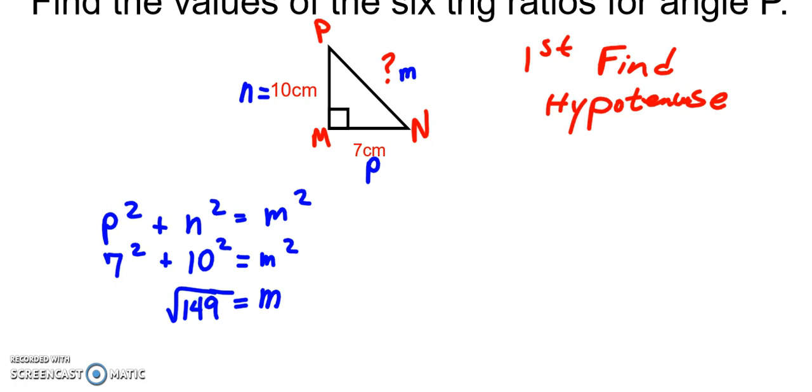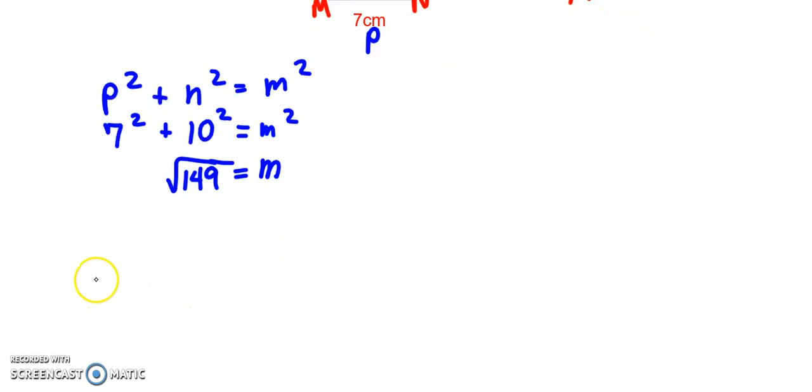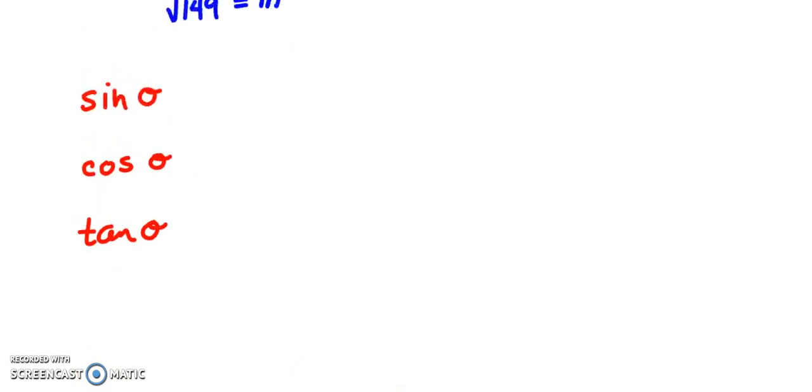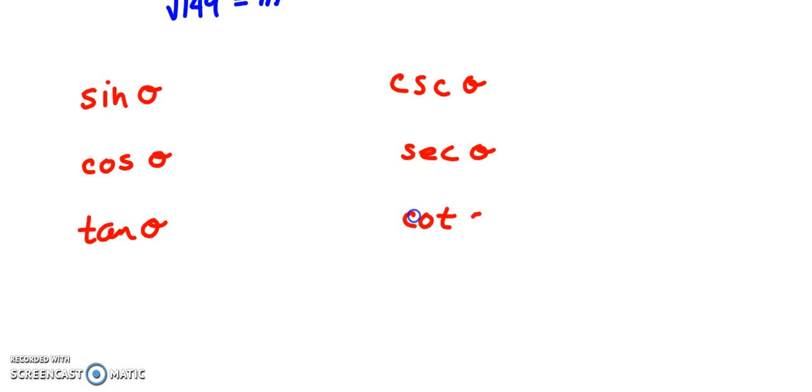So now that we have all three sides, we can go ahead and do the trig functions with the square root of 149. So now we can do all six trig functions: sine, cosine, tangent, secant, cosecant, cotangent. And why I'm writing these is so that we know sine is the reciprocal of cosecant, cosine is the reciprocal of secant, and tangent is the reciprocal of cotangent, and vice versa. So I'm writing it just that way to make sure.